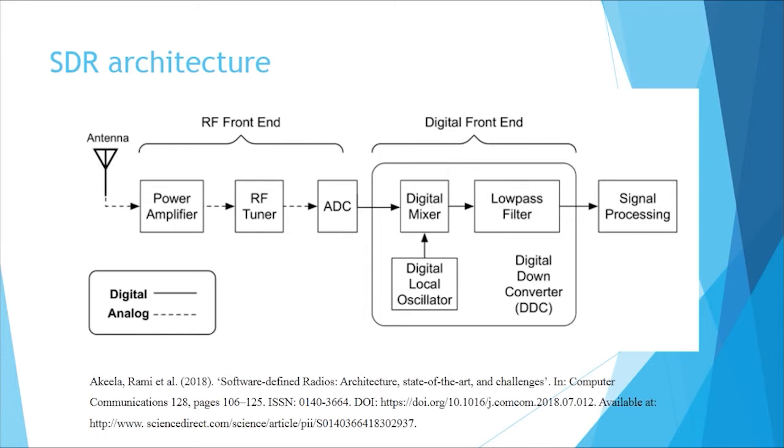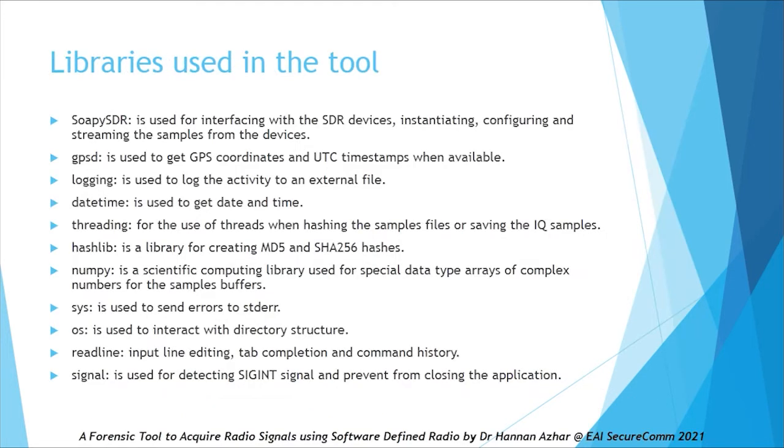Now, different libraries are used, as you can imagine, when you're creating software. Because it's Python, these are all Python libraries. For example, hashlib is used for hashing of the signals. This is the first library, used for interfacing with the SDR device, the real device. The configuration, streaming, choosing the streaming formats, all those, for GPS tagging and also UTC timestamping, use the GPSD libraries. There are a lot of other standard libraries like NumPy and so on. The details are in the paper.